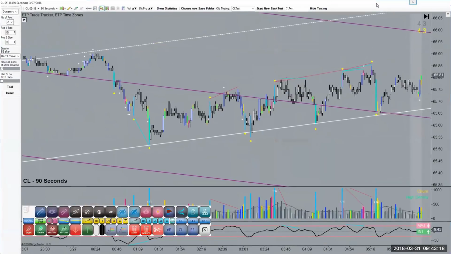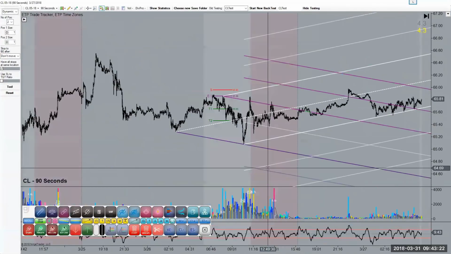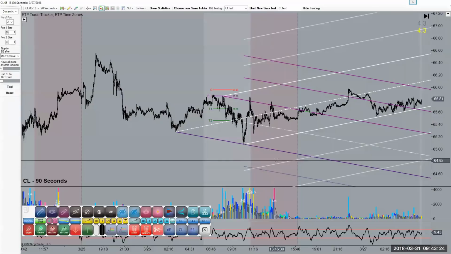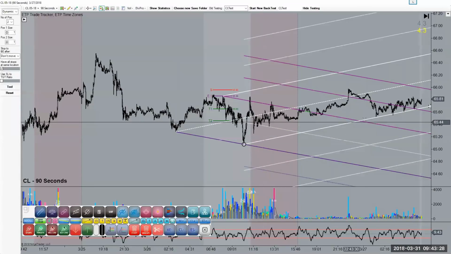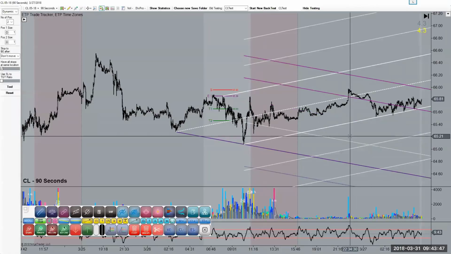And then on the faster chart, aha, you see we were using that lower median line from here the whole way. 1, 2, 3, 4 times there.